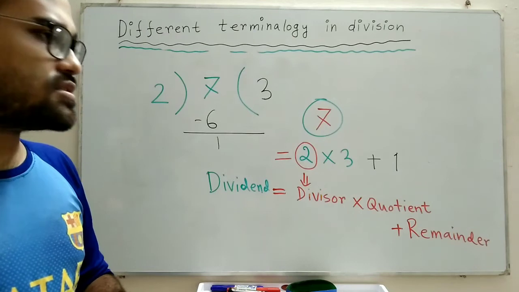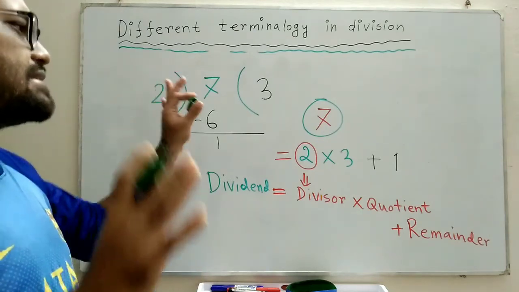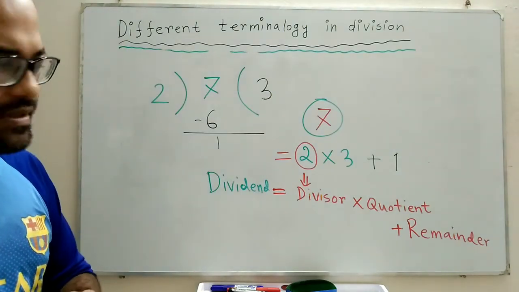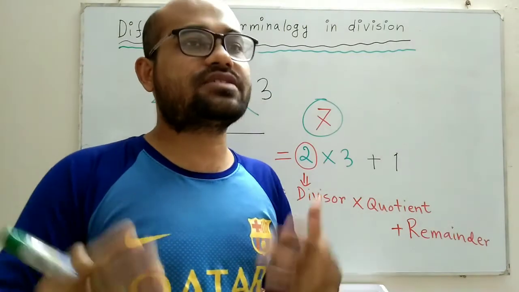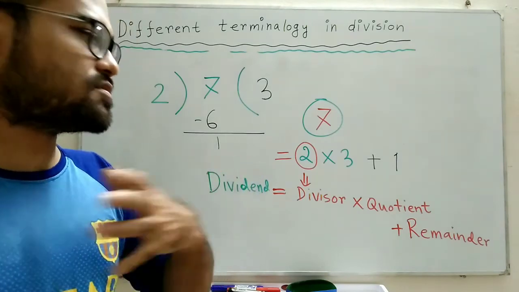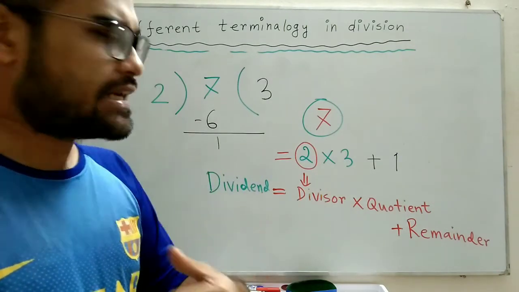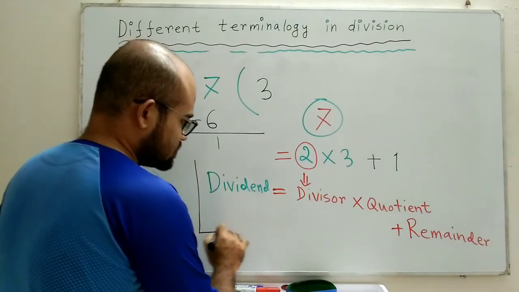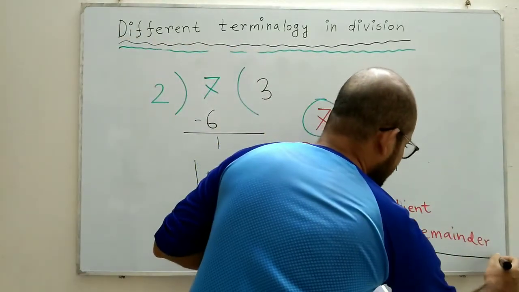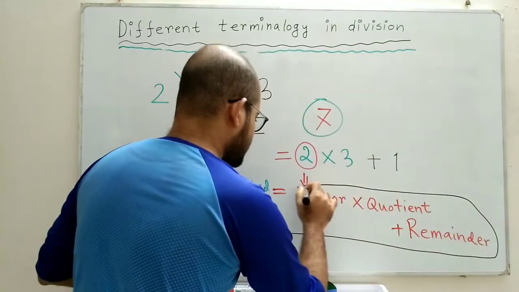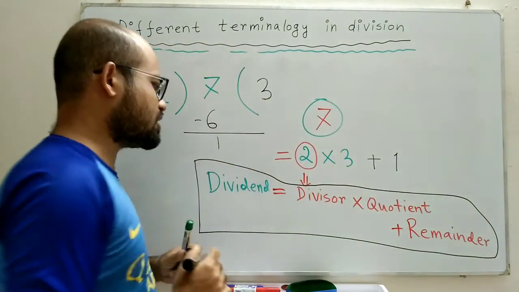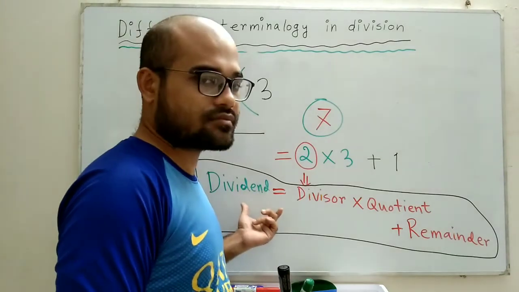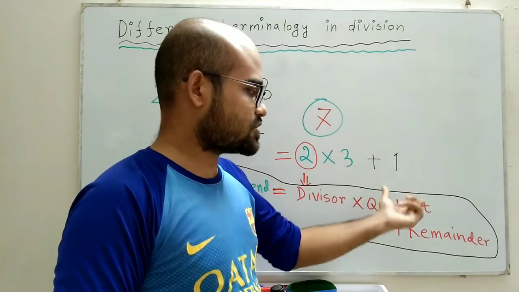Now I have used a fairly simple example to establish this relationship, but you can try with different combinations of numbers, big, small, very small numbers. In every case you will see that this relationship holds. So I can box it off as a general formula. And what does our general formula tell us? Dividend is equal to divisor times quotient plus remainder.